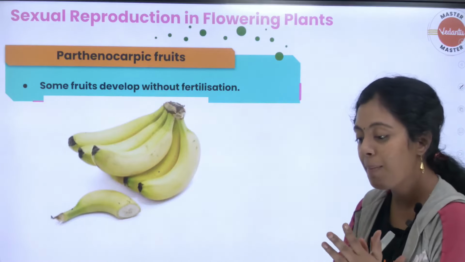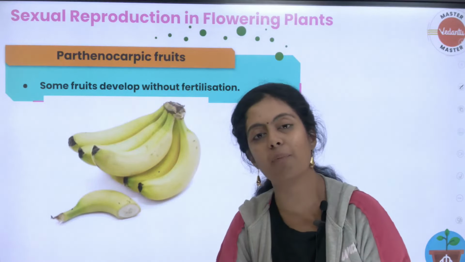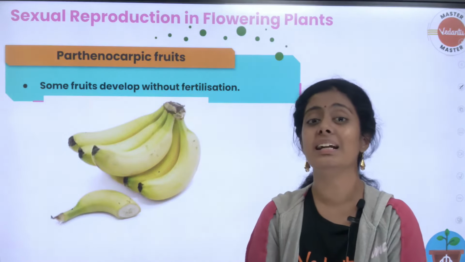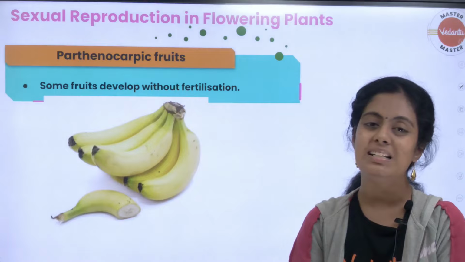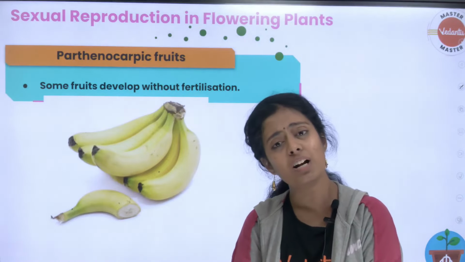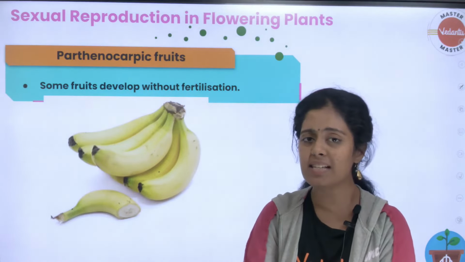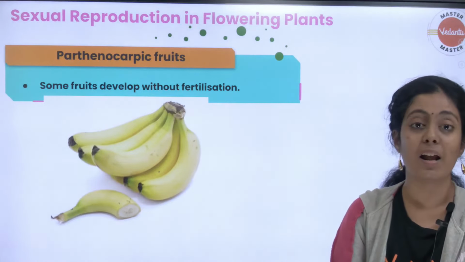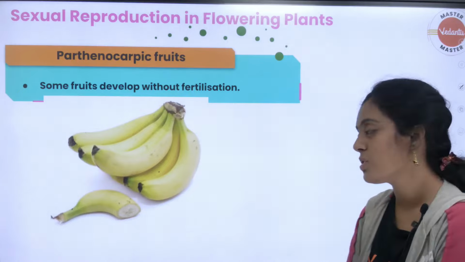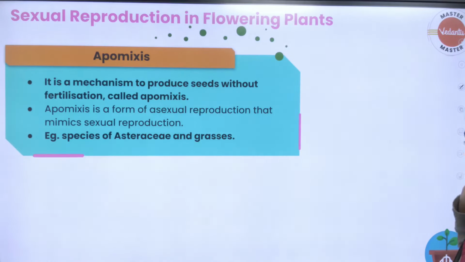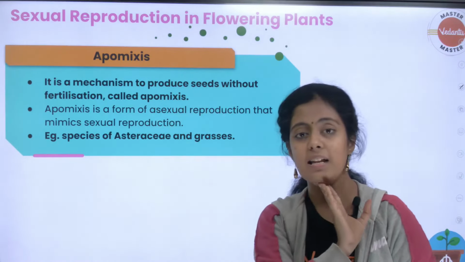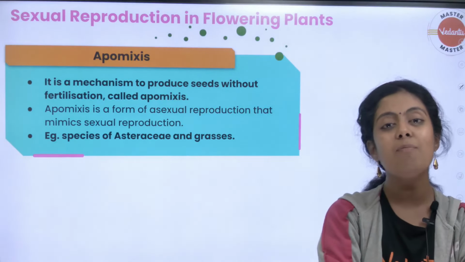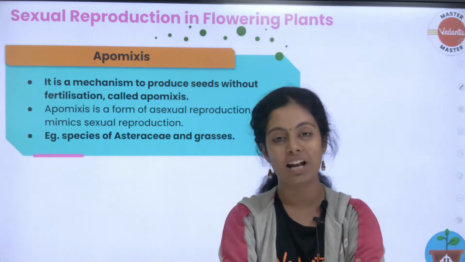Okay, next we are going to see parthenocarpic fruits. What are these parthenocarpic fruits? Some fruits that develop without fertilization. Without fertilization, will they have seeds? No, they will not have seeds. Okay, example is banana. All these are MCQ questions. Parthenogenesis is the development of an organism without fertilization. Parthenocarpy is the development of fruit without fertilization.